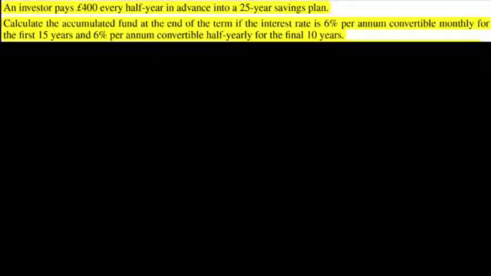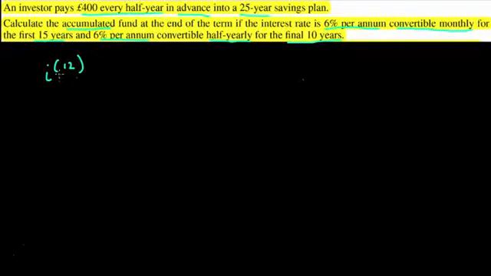Okay, let's look at another question. An investor pays £400 every half year in advance into a 25-year savings plan. You calculate the accumulated fund at the end of the term if the interest rate is 6% per annum convertible monthly for the first 15 years and 6% per annum convertible half yearly for the final 10 years. So how does this interest rate look?